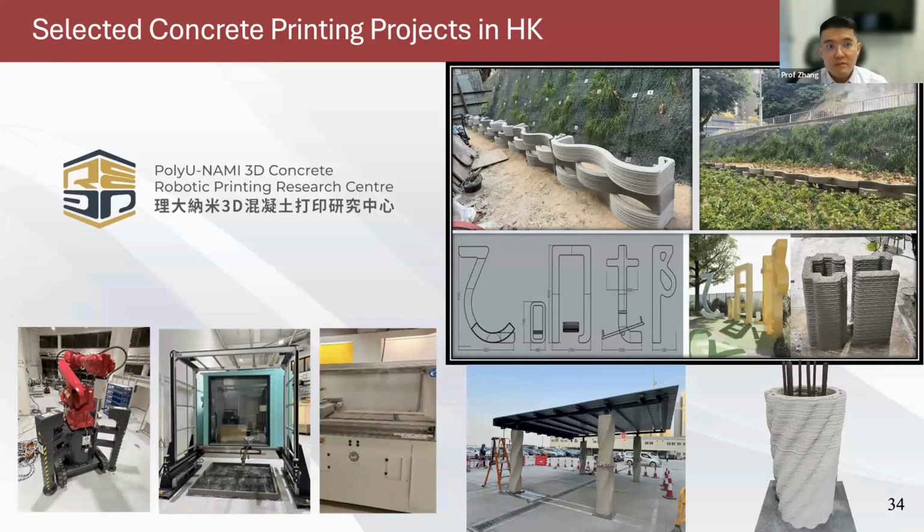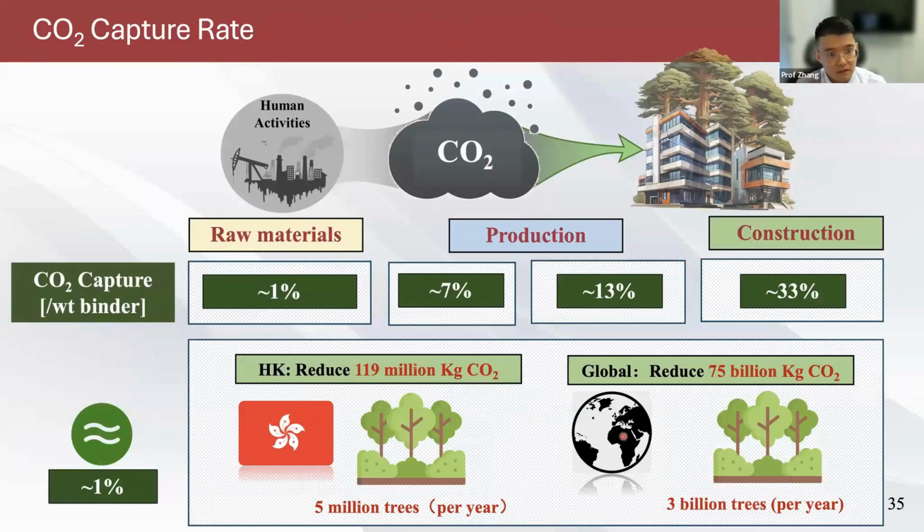In terms of CO2 capture rate, different technologies have different capture rates, ranging from 1% to 33%. This means that in the best case scenario, 100 grams of cement can sequester 33 grams of CO2. But let's be conservative and try 1%.